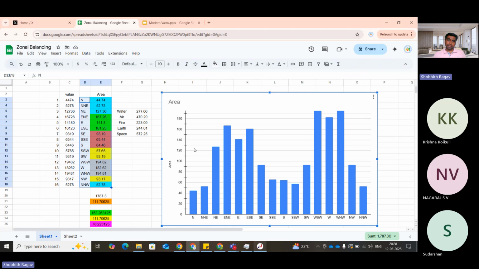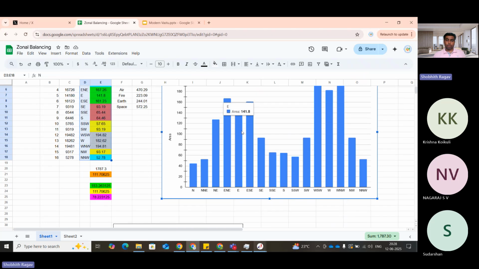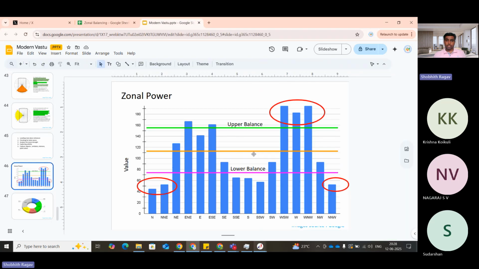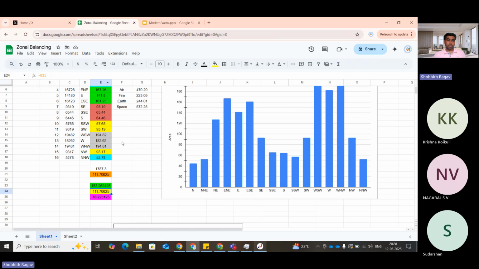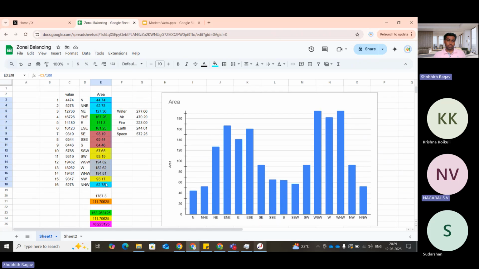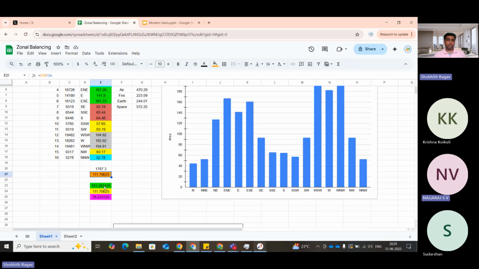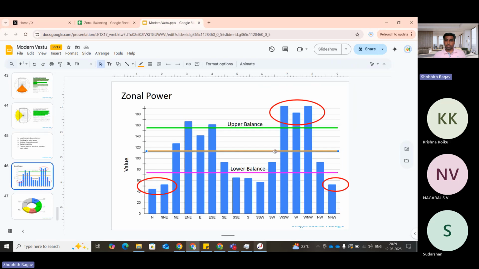So how do we say, okay, this is negative, this is positive, or this is okay? So what we have to do is, you have to find out the average. Okay, so this is called line of balance. Line of balance means we will draw an average of all these values. Okay, how do we do it? So we have 16 values. You add it and divide it by 16. So you get 111. So on this grid, you mark this 111.